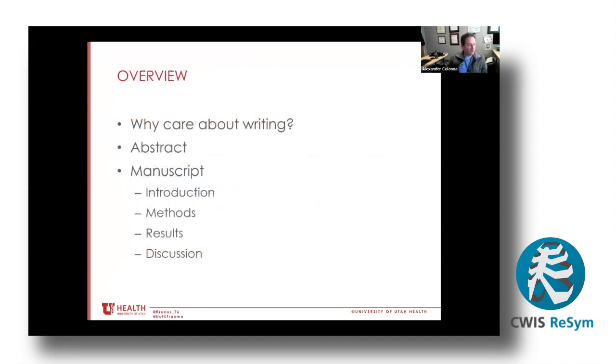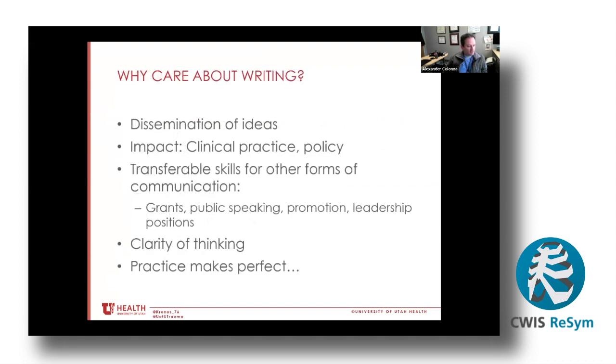So why do we care about writing is what we're going to talk about. And then briefly, I'm going to go about talking about abstracts and manuscripts. I think we've read enough papers that we all know that scientific writing is broken down into the introduction, methods, results, and discussion. But why do we care? Why is this important?